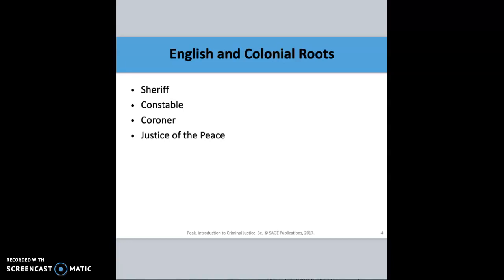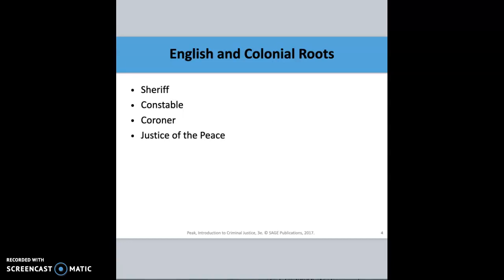So some of the concepts that we got that have English and or colonial roots are the sheriff, the constable, the coroner, and the justice of the peace. Now, the sheriff is the chief law enforcement officer of a county, normally elected and frequently operating the jail as well as law enforcement functions here in the United States.